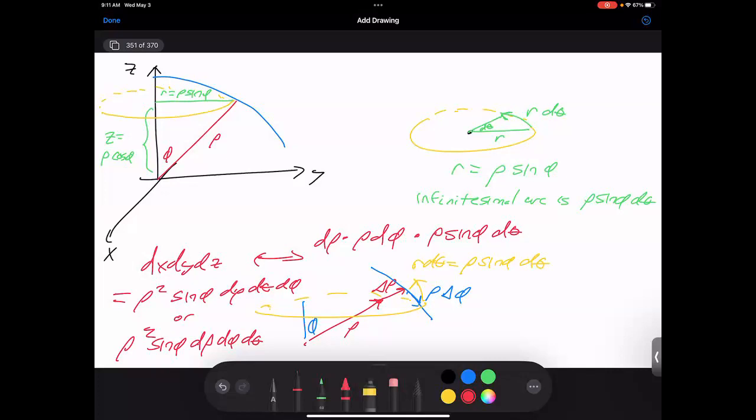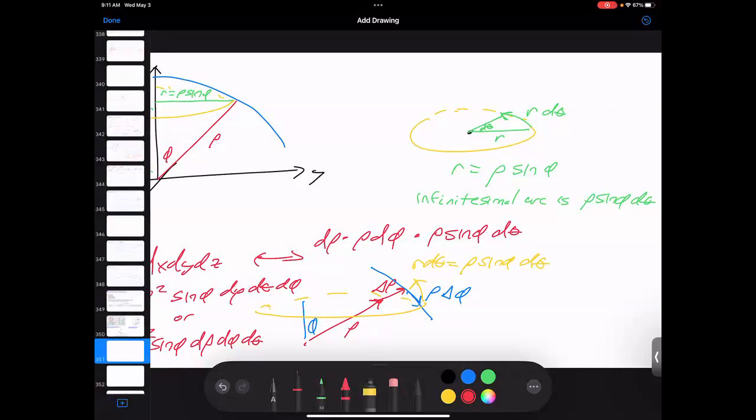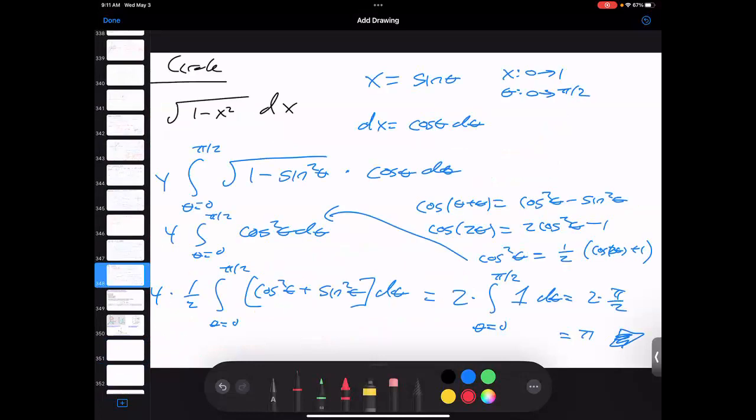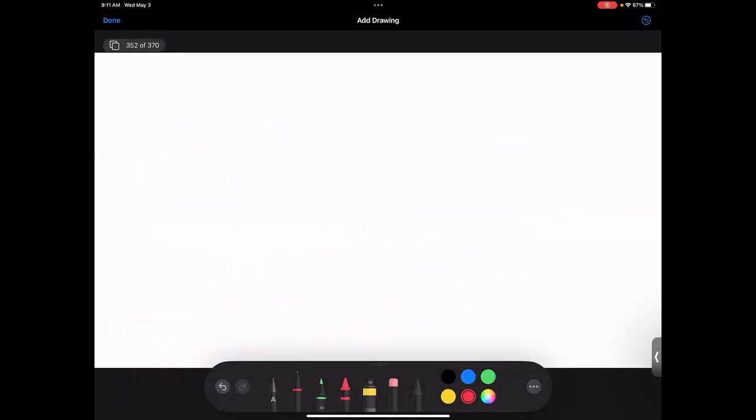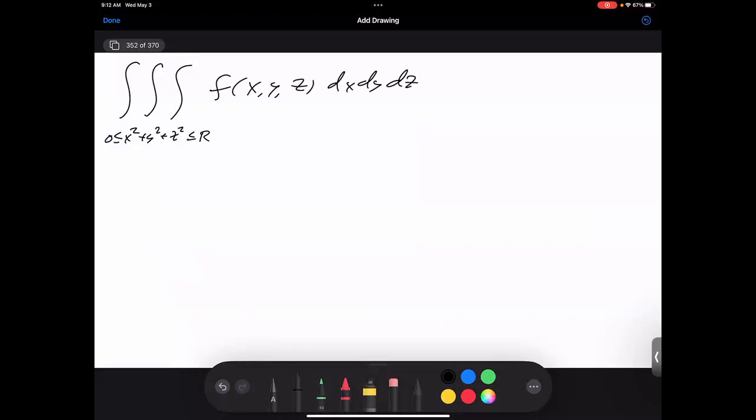Okay, and again, it just comes down to how we've parameterized and how we've chosen our variables. And so now, if I want to do an integral over the region 0 less than or equal to x squared plus y squared plus z squared less than or equal to r of f of x, y, z dx dy dz, this would become the integral. Now we have to remember, how does everything change?